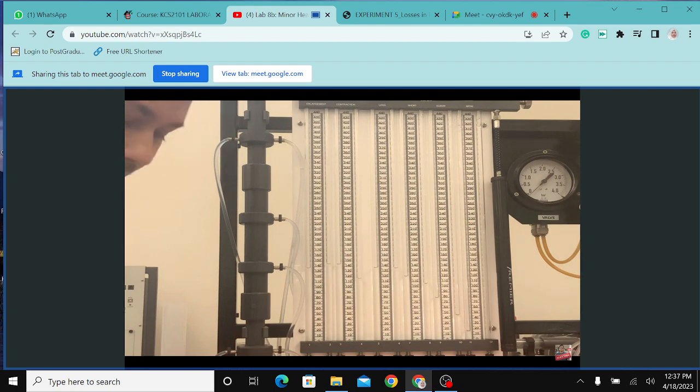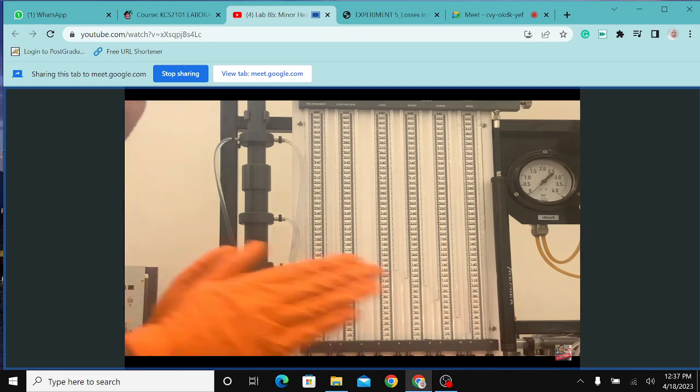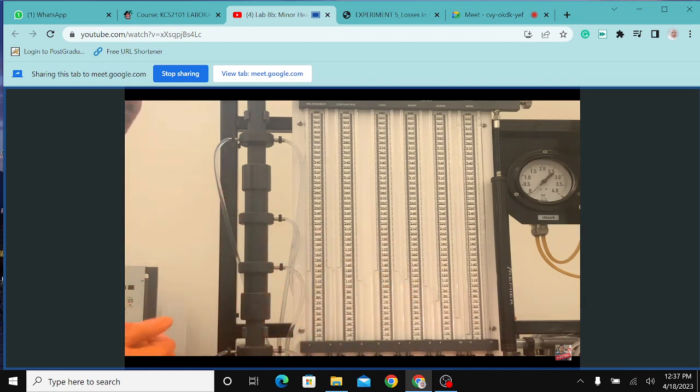Next, what you have to do is just change the flow, maybe lower it a little bit, maybe to 10 liters per minute or 12 liters per minute. Take a different flow rate between 8 and 17. It has to be within that flow rate range, and take the data point, take the minor head losses.